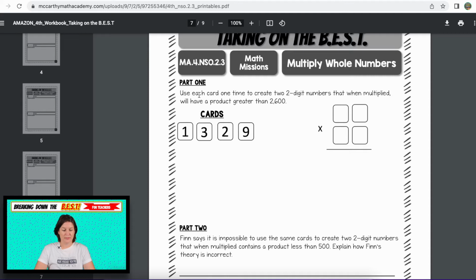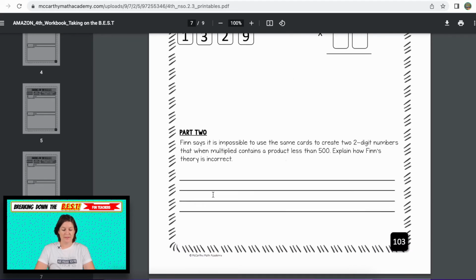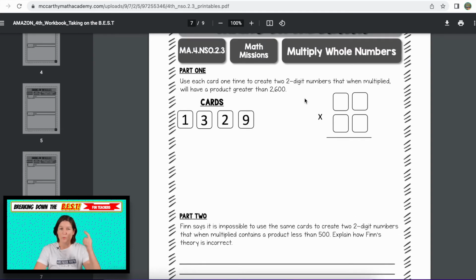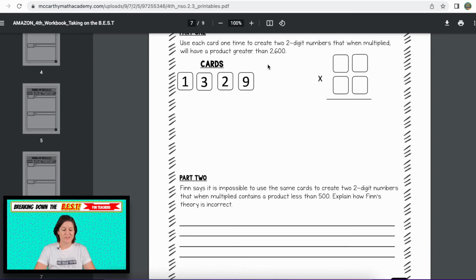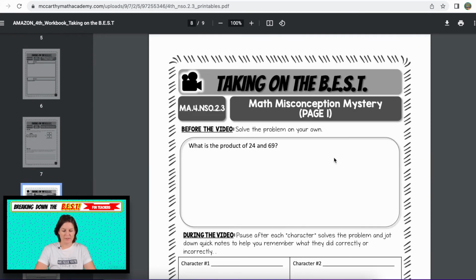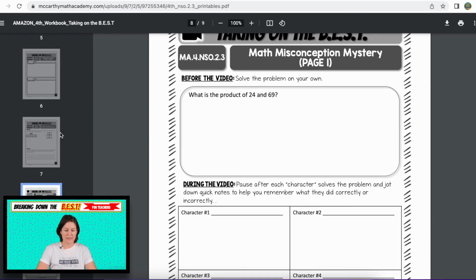And it says to arrange these cards so that it will have a product that's greater than 2,600. And then a part 2 right there, explaining how somebody is incorrect. So you can see these math missions, they work within the complexity of the standard, but they bump it up. So you've used the video lessons to introduce the skills. If you have the silver plan, you can then use the extra practice pages to make sure that they've mastered the content, and then they have the more challenging, more critical thinking problems with the math missions. You also have access to the math misconception mystery.